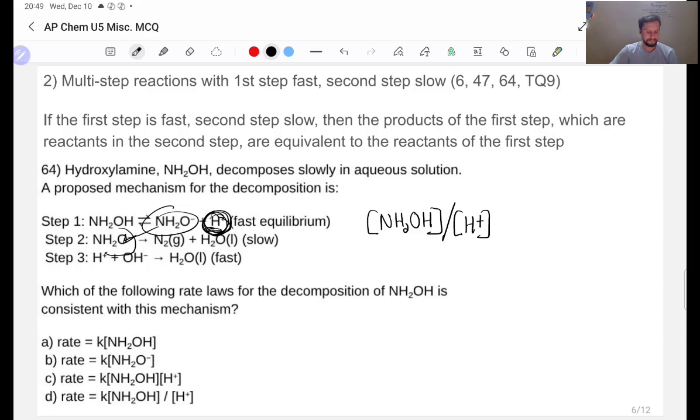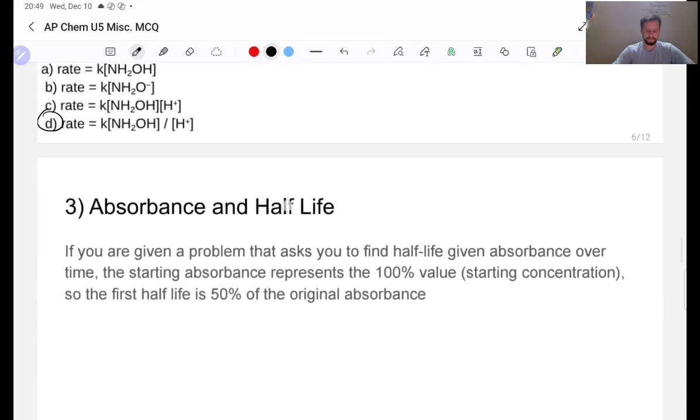And therefore, the correct answer here for this one, which is 64, is D, because it's taking that reactant, dividing by the other product. So just remember that if there's another product in that fast step, then you're dividing by that in the rate constant. I would just remember that, but if that's not enough for you, you can go back to previous videos in the OpenStax book where that is explained more.